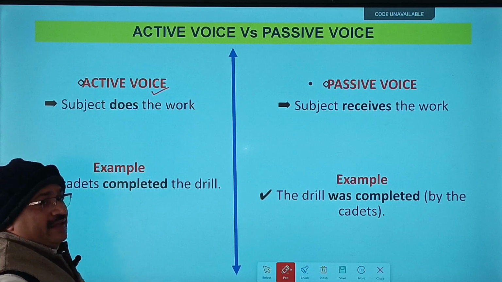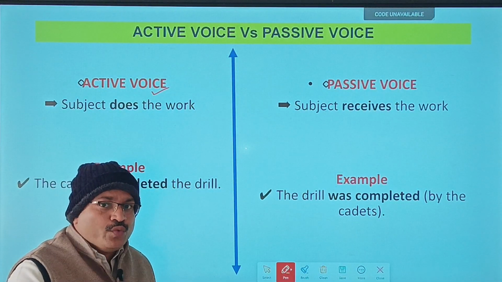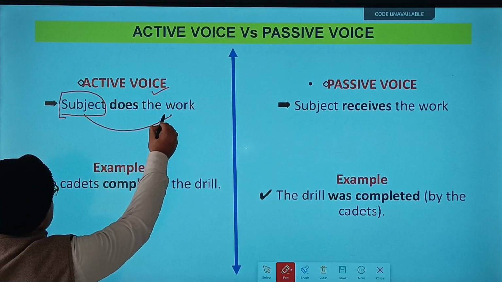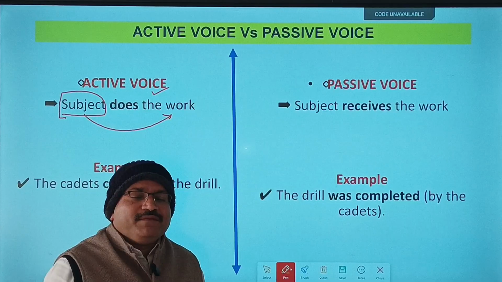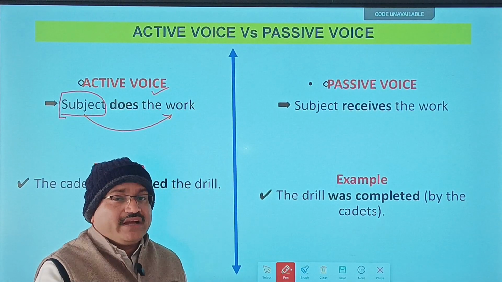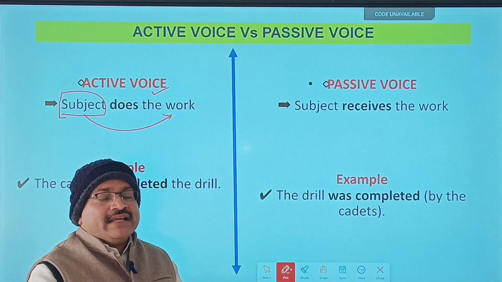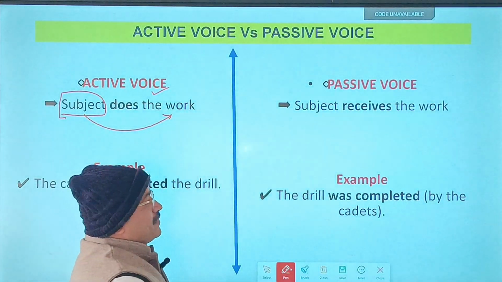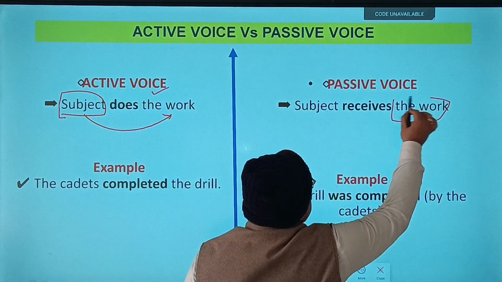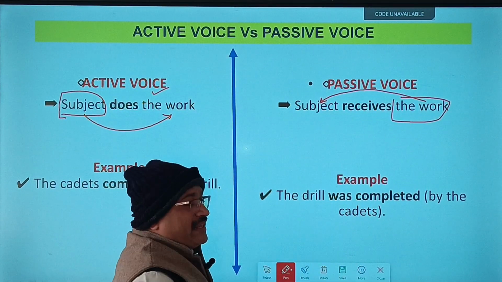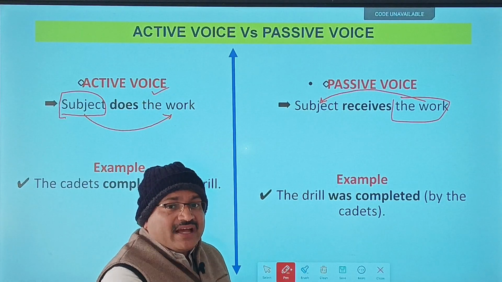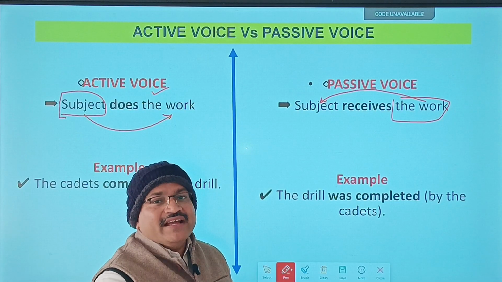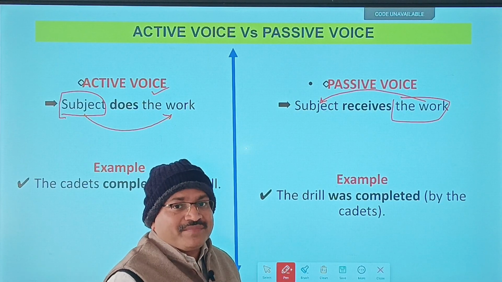Active voice. A sentence is in active voice when the subject of the sentence does the work. Means when the subject of the sentence is the doer of the work, performer of the work, then the sentence is in active voice. But when the work is done to the subject, means when the subject receives the outcome of the work, result of the work, subject is the receiver, then it is passive voice.